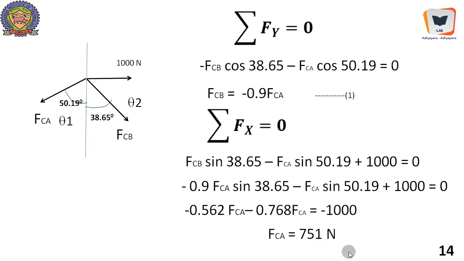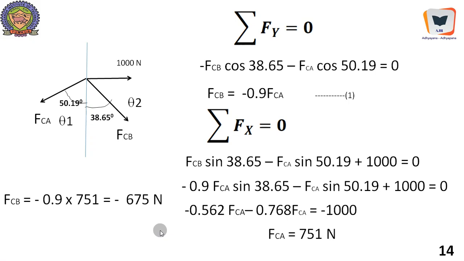Therefore, we will get to know that FCA is 751 Newton and it is positive. Therefore, our assumed direction as far as FCA is concerned is correct. It is suffering from tension as the internal force. And we will apply the known value of FCA to this equation, and we will get to know what FCB is, and FCB emerges to be negative. Therefore, our assumed direction is wrong.